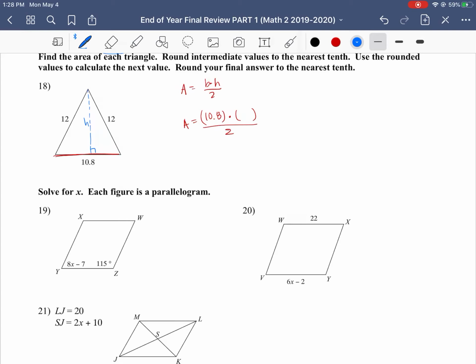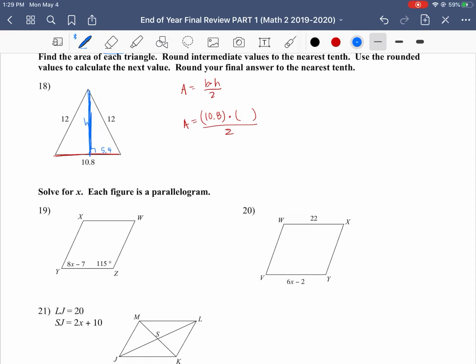Because we've got an isosceles triangle, meaning both of those lengths are 12 on the top there, when we drop this altitude, it actually cuts this bottom in half. So if that full bottom length is 10.8, then half of that is going to be 5.4. Now, why do I want half of that?